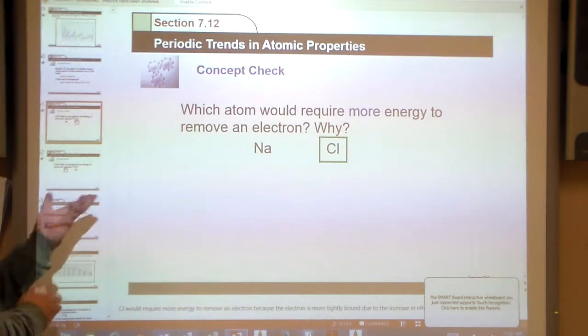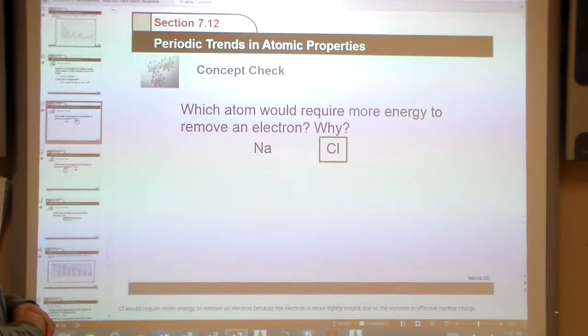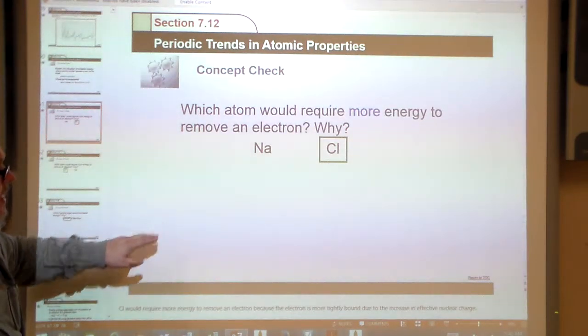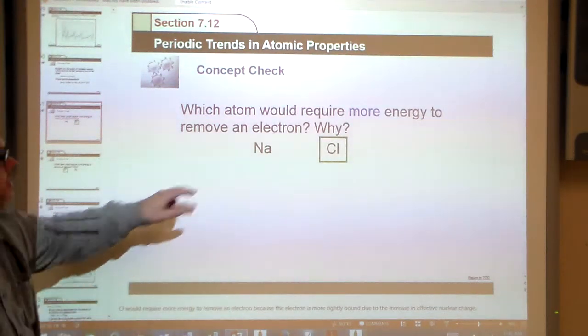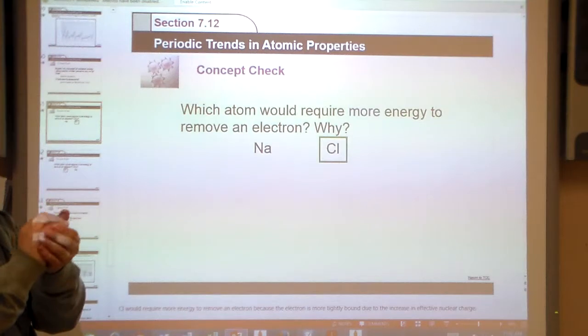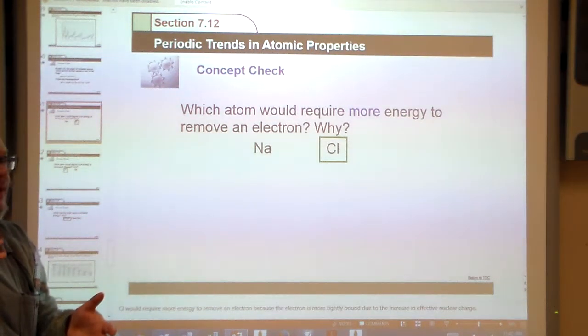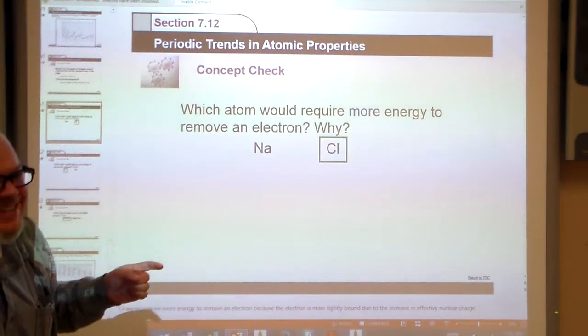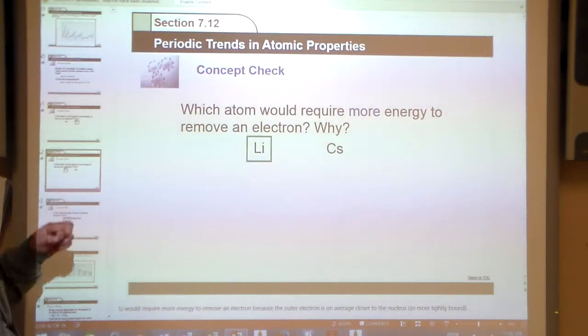All right, so concept check: for which atom would we require more energy to remove an electron, and why? Well, Cl would be it. That's because the electron is more tightly bound due to the increase in effective nuclear charge. Remember, sodium has that one electron in its outermost layer. It's not a big deal for it to lose it. Whereas chlorine has 7, and that's going to be harder. You have to put more energy into it.